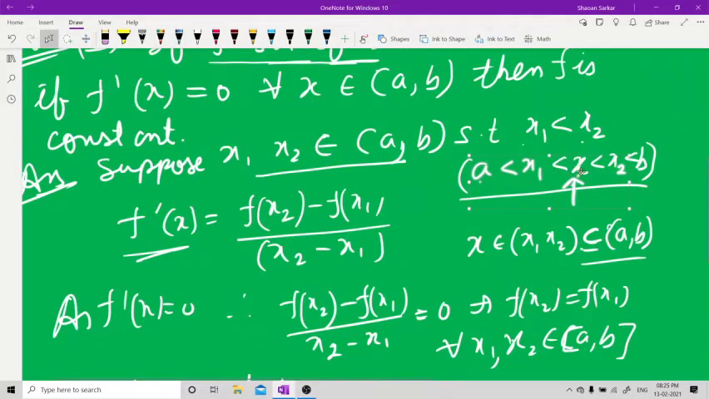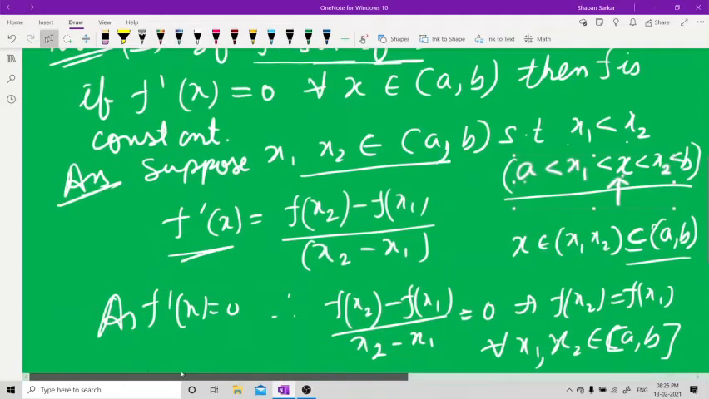This x is behaving like C. So x2 less than b. Now the thing is, this f dash x is equal to fx2 minus fx1 upon x2 minus x1, because this is behaving like C, and I have the points x1 and x2 in the interval. So x2, x1 and x2 minus x1.